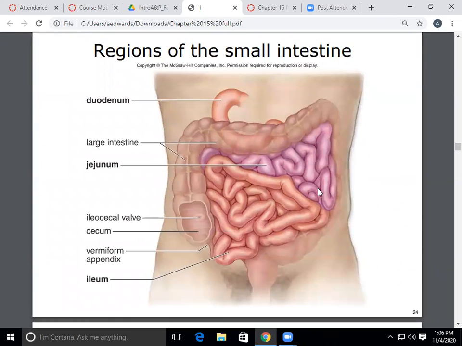Here is a picture showing the regions of the small intestine. Food's coming out of the stomach, going into the duodenum. Then the more superior part of the small intestine is the jejunum. Its more inferior portion is your ileum. The food will go to the large intestine through the ileocecal valve, coming out of the ileum. It's called the ileocecal valve because of the ileum and this region of the large intestine called the cecum.